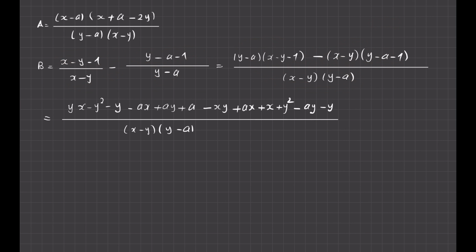Okay, so as usual, I try to simplify as much as I can. Immediately I see that this yx and minus xy are gone. Minus y squared and y squared are gone. Positive ay and negative ay are gone. What else? Positive ax, negative ax are gone, and what is left for me? A minus y is left here, a minus y is left here, a is left here, so it is a minus 2y.